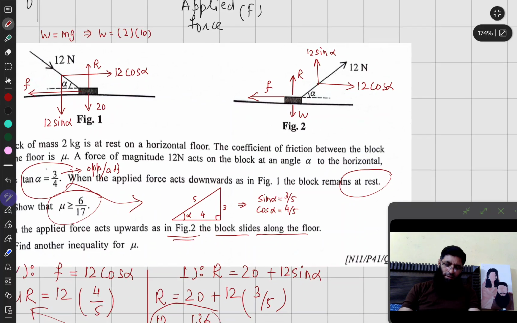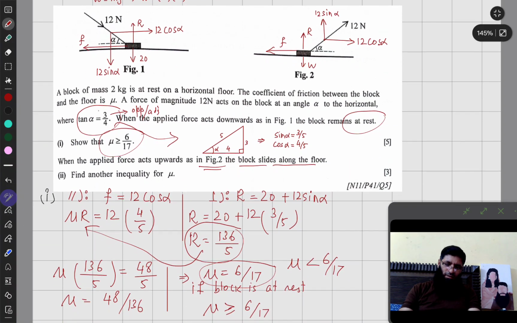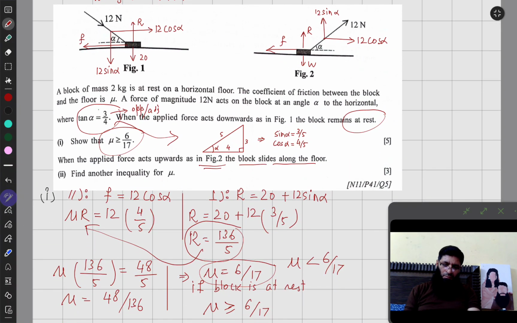Now if you see figure 2, the equation of parallel forces will remain the same, because again you have a backward force which is friction and a forward force which is 12 cos alpha. So if you equate these two forces, you will have F is equal to 12 cos alpha. But look at the vertical case.